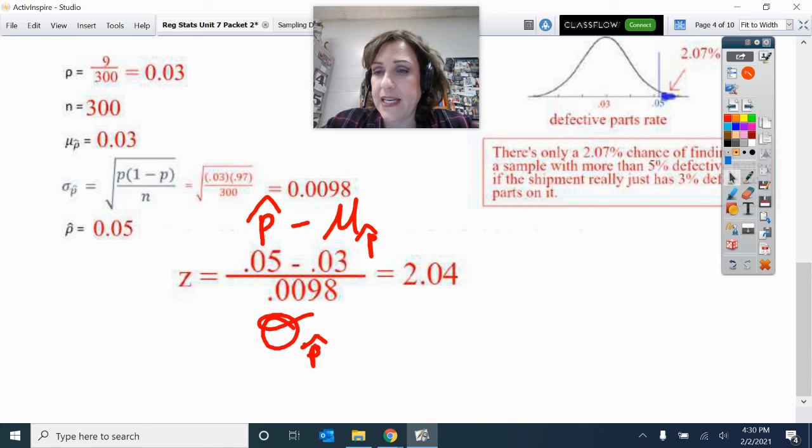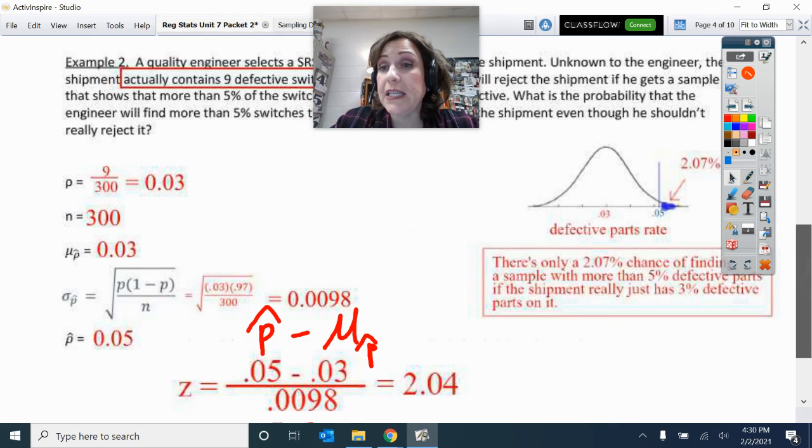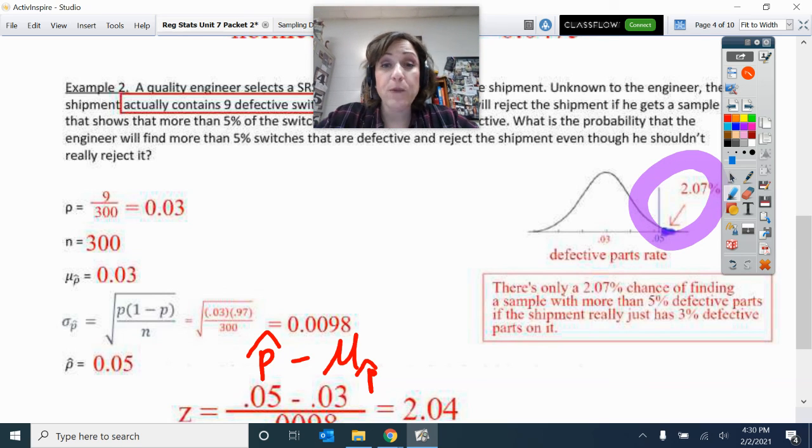Now, if I go ahead and norm CDF that to see how much it is, norm CDF from 2.04 to 99, it's only 2.07% of the samples. So there's only a 2.07% chance that I will be rejecting this shipment, because it really is a good one and I shouldn't end up rejecting it. Okay, so that's how that works. And so tomorrow we'll practice some more of these and see how you do. All right.